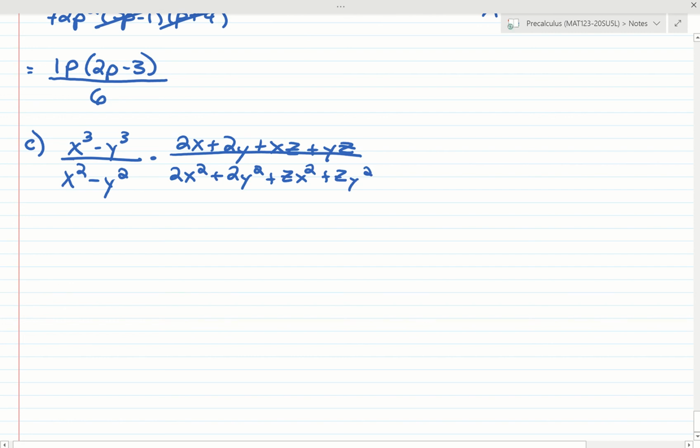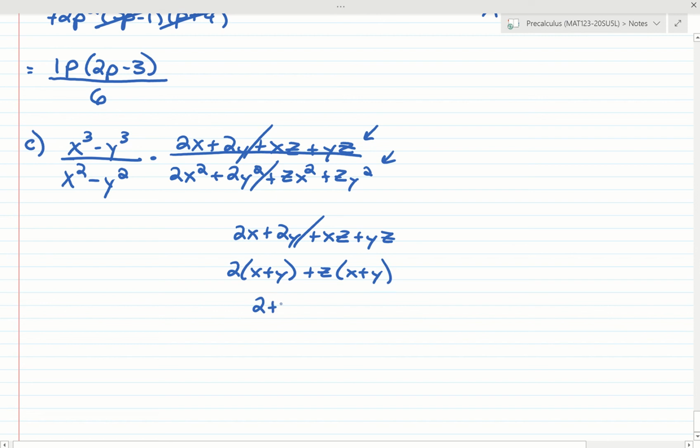I don't see any kind of GCF in any of these. Second step I move to is grouping. So I do have 4 terms here and here, so I'll cut those down the middle and factor those. I can take out a 2 and I get x plus y. I could take out a z and I get x plus y. So I just get 2 plus z and then the x plus y. That would be the upper right.